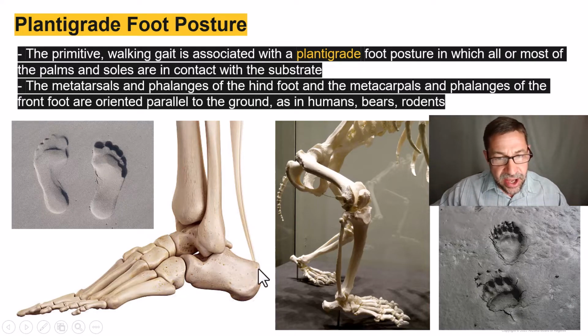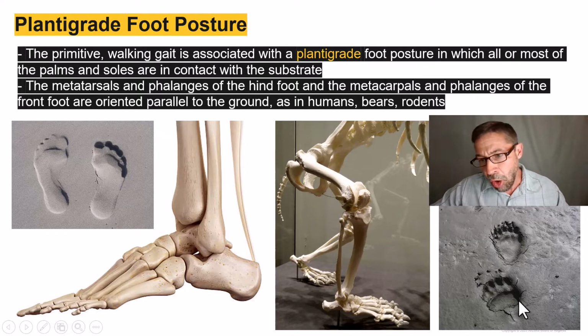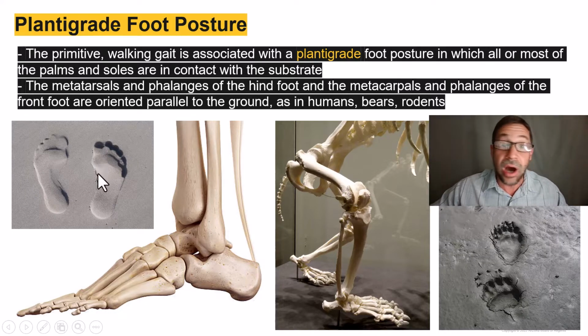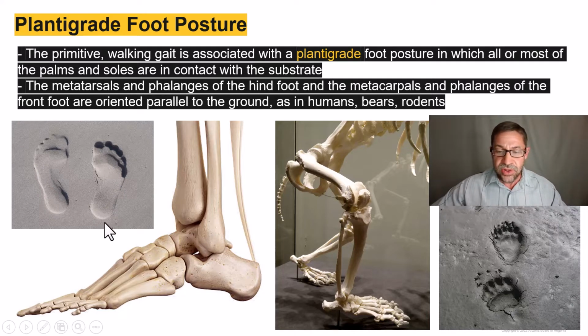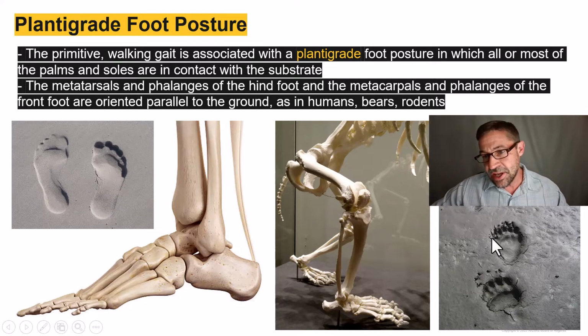In plantigrade foot posture, all or most of the palm on the forelimb or the sole on the hind limb is in contact with the substrate. So that's clearly evident here. The sole of the human's foot is totally in contact with the sand. So this is plantigrade foot posture. Also evident here in the bear, another plantigrade species. This is the bear hind foot here. There you can see the bear hind foot, and that's the bear's forefoot.